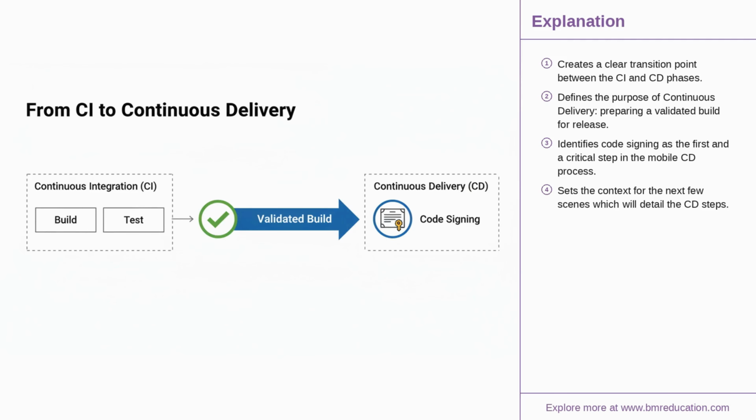This marks the transition to the next phase, continuous delivery. The goal of CD is to take this validated code and prepare it for release. This involves several crucial steps, starting with one of the most unique challenges in mobile development: code signing.